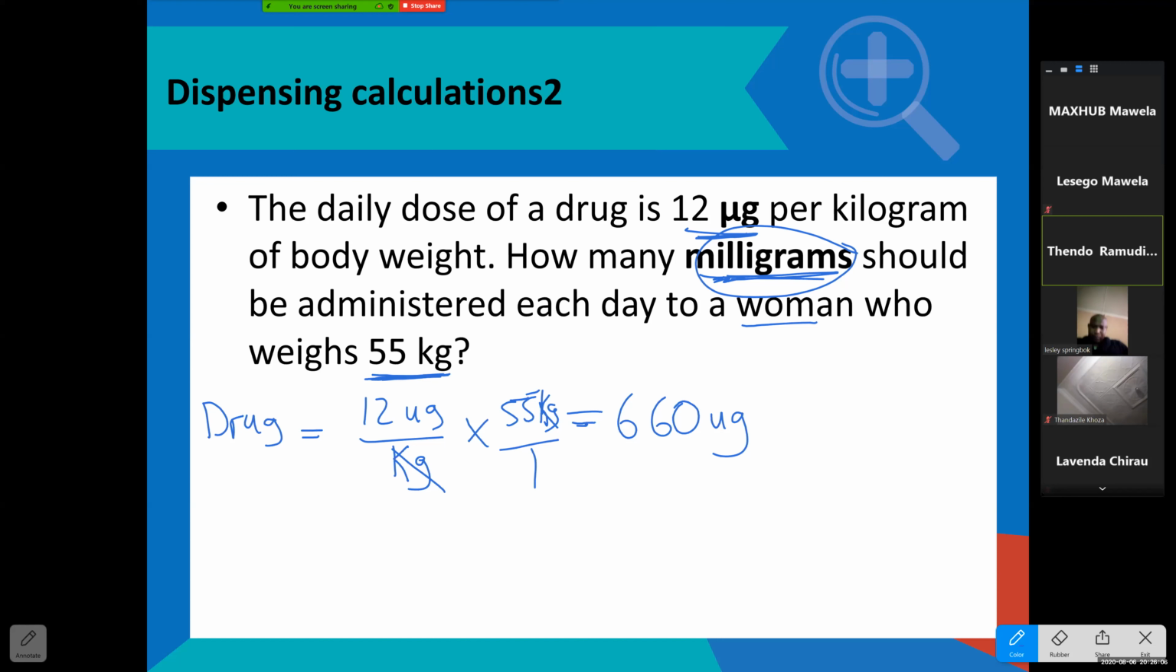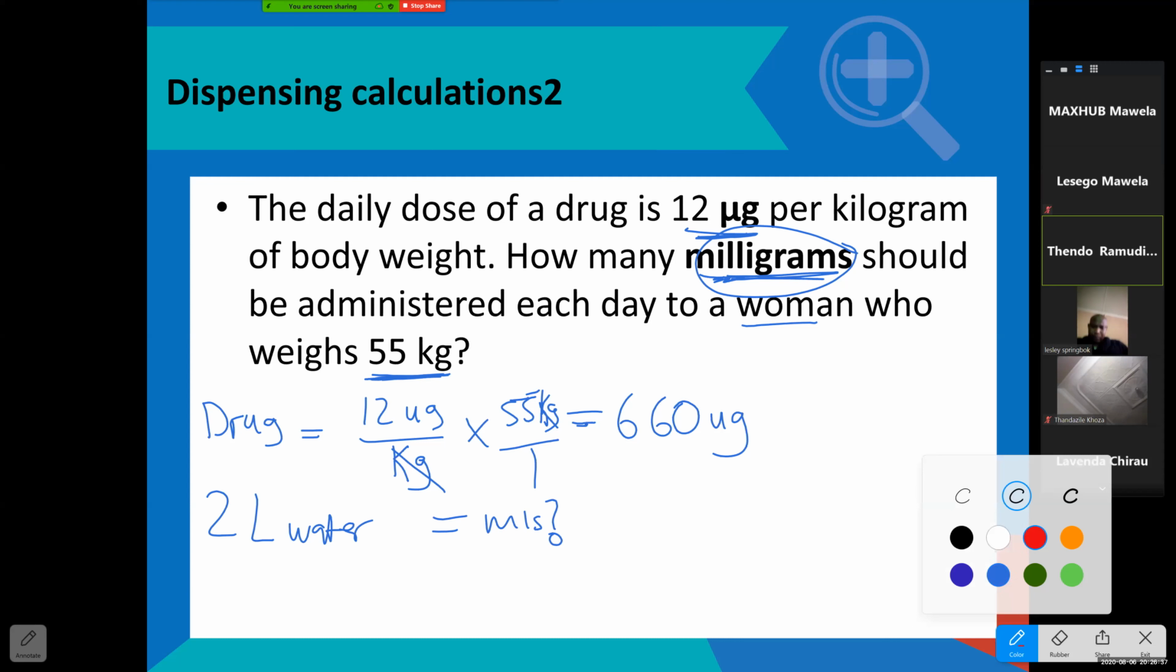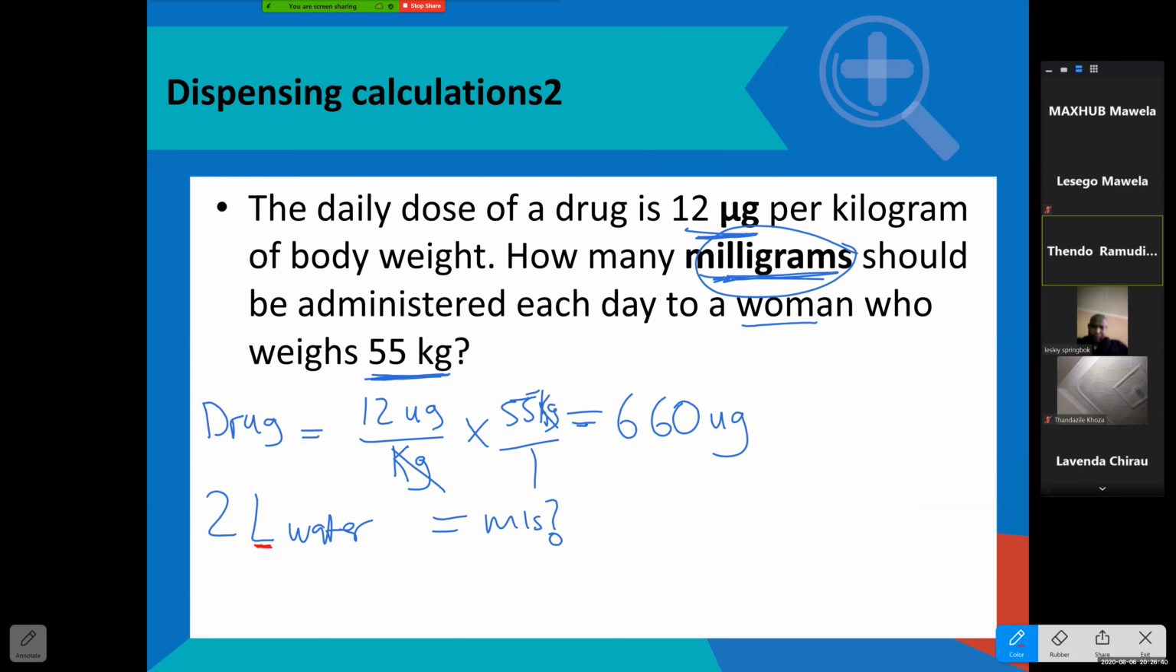So if we were converting a liter, let's come back to this. They say to you, you have 2 liters of water, what is it in mils? That is the question, right? 2 liters of water, what is the value in mils? So you need to know the relationship between a liter and mils, right?